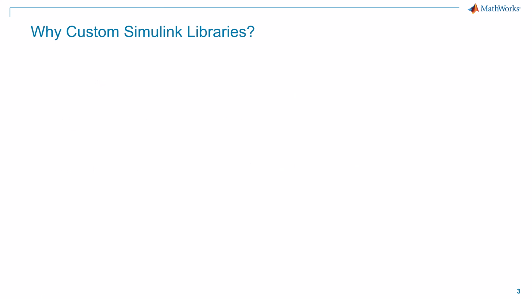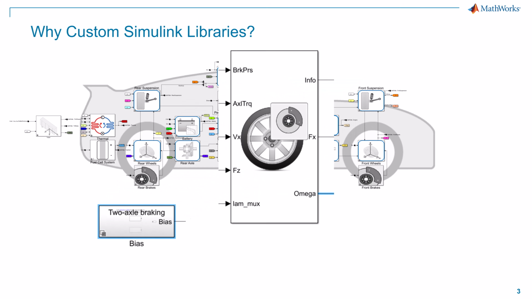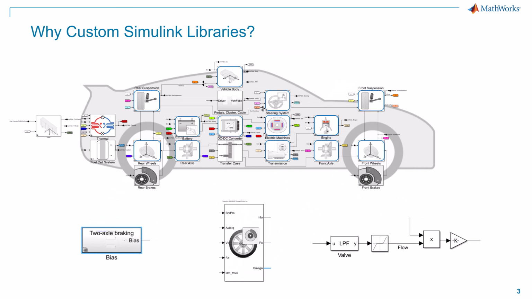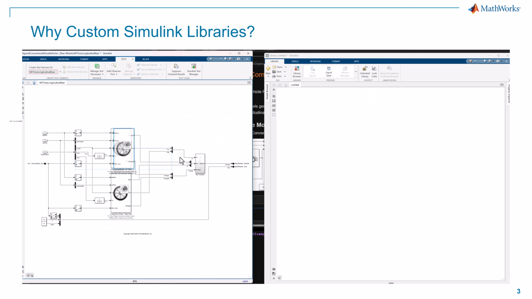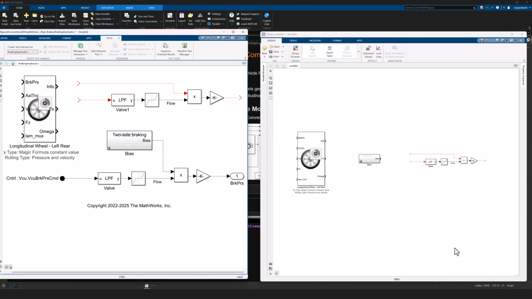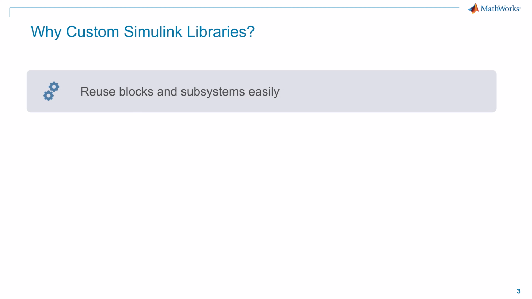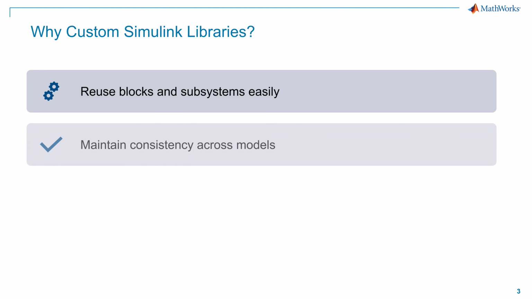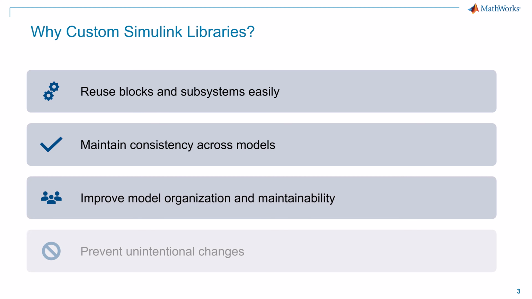Let's start by understanding why we actually need a custom Simulink library. When working on Simulink projects, it's common to reuse the same logic, subsystems, or block structures across multiple models. Instead of recreating these blocks every time, you can place them in a custom Simulink library and reuse them whenever needed. Using a custom library helps you reuse blocks across projects, maintain consistency between models, organize and share reusable blocks with ease, and prevent accidental modifications to reusable components.